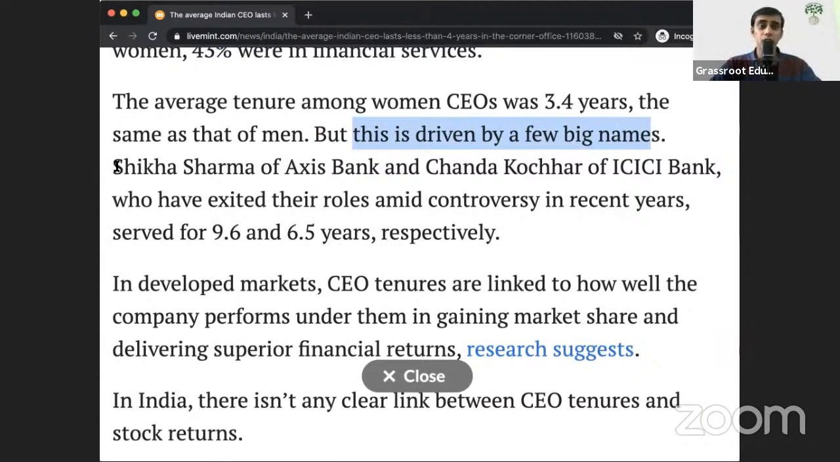What are these big names? Shikha Sharma of Axis Bank. Repeat. And Chanda Kochhar of ICICI Bank. Who have exited their roles amid controversy in recent years. So a sentence is not done, so keep that tone going. Amid controversy in the recent years. Served for 9.6 and 6.5 years respectively.